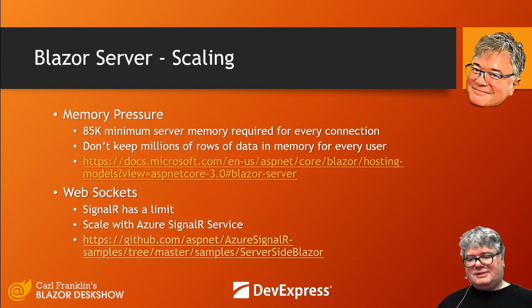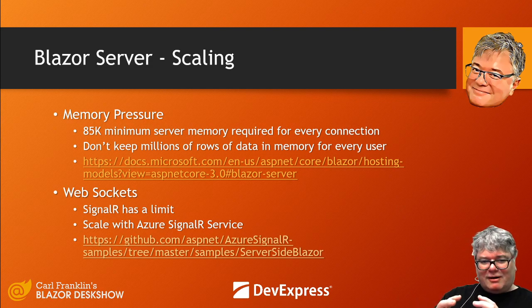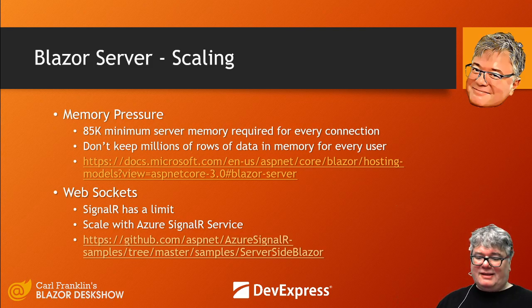WebSockets are another issue, and SignalR has a limit. And the way to get around this is to, well, increase memory and CPU load. You can do that. But if you want to completely remove that SignalR for UI from the Blazor server itself, you can use Azure SignalR service. And this link right here will bring you to a page that shows you exactly how to do that. There's some secret sauce and a connection string and things that you have to figure out, but it's very easy to do.